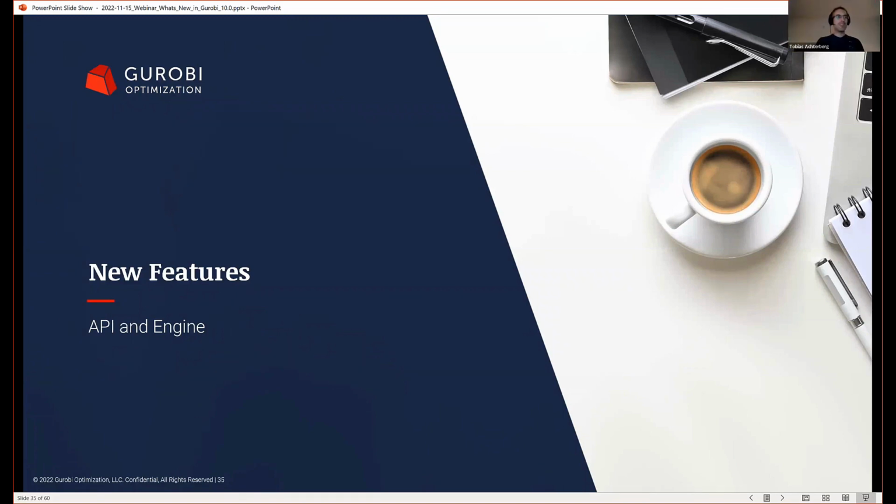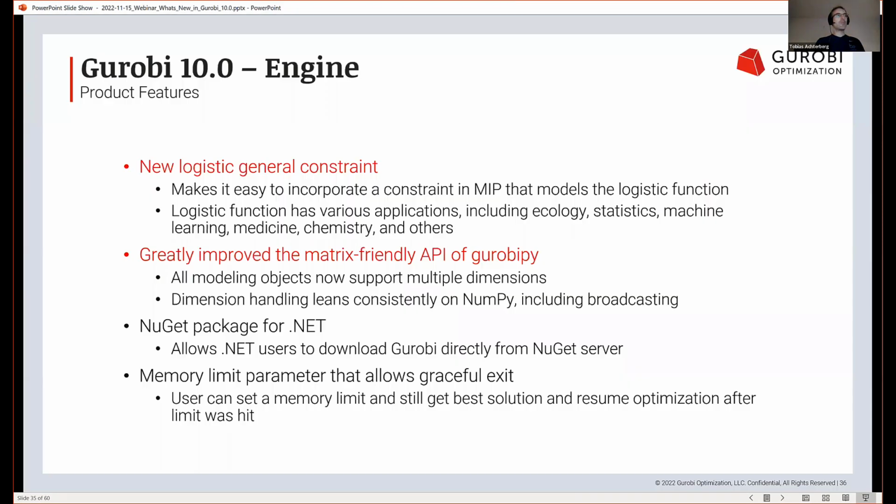Okay, thanks, Michel, for that overview. So, after having talked about the performance features and the WLS and platform components, I'd like to now cover a few of the new features that we have added to the engine part of Gurobi and to the API. The two that I want to talk about are the new logistic general constraint and the greatly improved version of our matrix-friendly API of gurobipy.